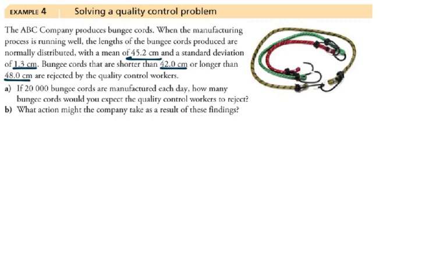And the first thing I want to know is, if 20,000 bungee cords get made each day, how many would they reject on an average day? So what we need to find is how many bungee cords, or what percentage of bungee cords are shorter than 42 centimeters, and what percentage are longer than 48. So we've got two things to do here. Got to deal with our 42 centimeter threshold and find its z-score.